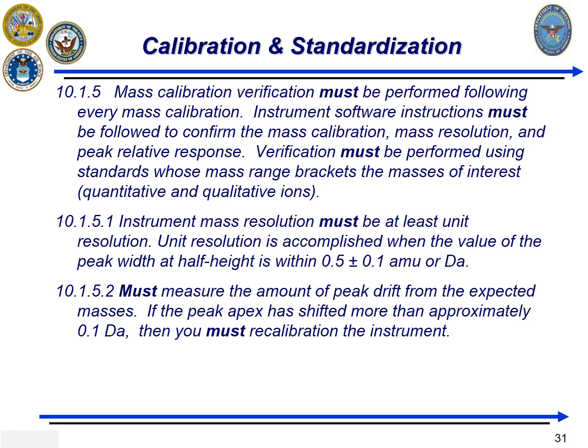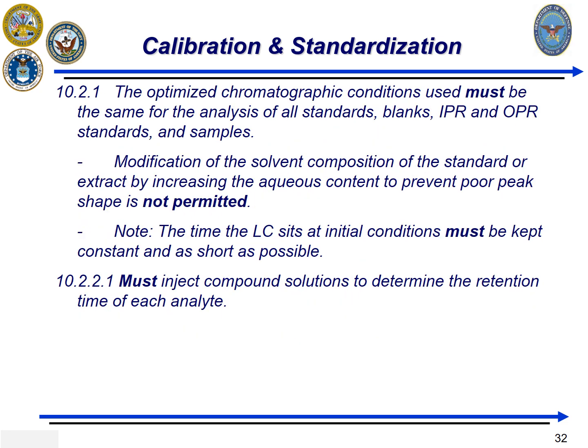Instrument mass resolution must be at least unit resolution. Unit resolution is accomplished when the value of the peak width at half height is within 0.5 plus or minus 0.1 AMU or Dalton. The laboratory must measure the amount of peak drift from the expected masses. If the peak apex has shifted more than approximately 0.1 Dalton, then you must recalibrate the instrument.